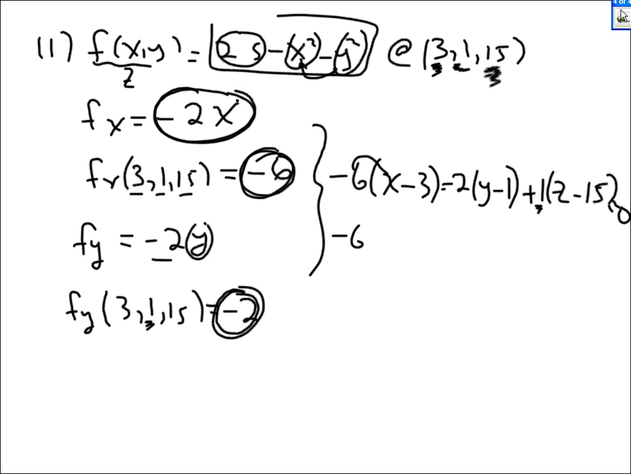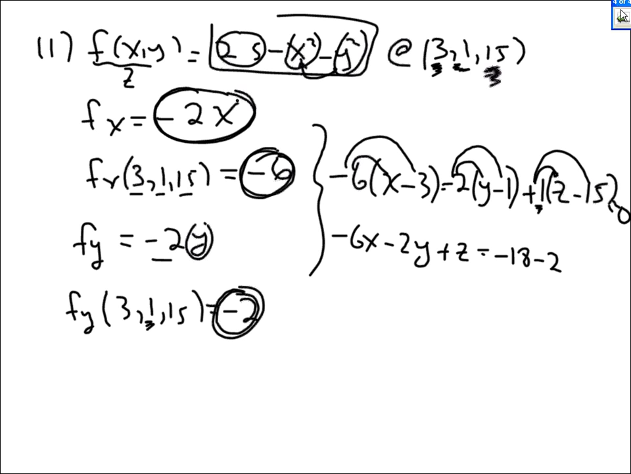So you get negative 6x minus 2y plus z equals, I'm going to bring the constant to the other side. Positive 18 goes to the other side as negative 18. Positive 2, negative 2. Minus 15 plus 15. You get negative 6x minus 2y plus z is negative 5.